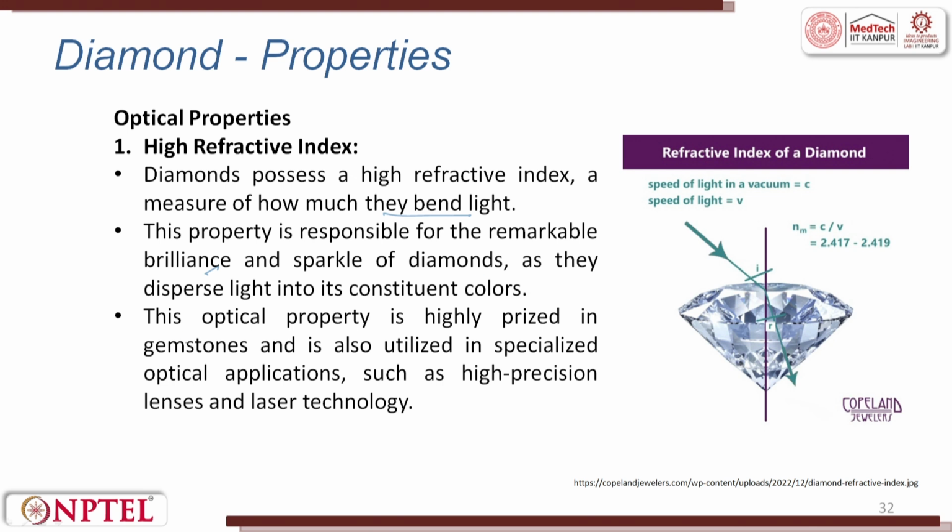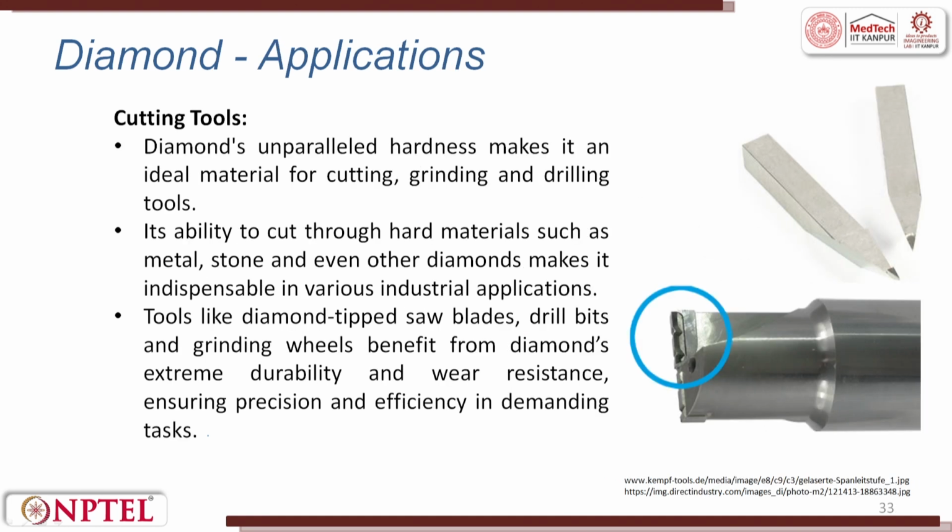This optical property is highly prized in gemstones and is also utilized in specialized optical applications, such as high precision lenses in laser technology. In cutting tools, because of its high hardness, it is used as a material. So, we do not use the complete material of diamond, we make a tip and the tip is brazed to the tool structure. So, you can have a pencil-like structure. Diamond's unparalleled hardness makes it an ideal material for cutting, grinding and drilling tools.